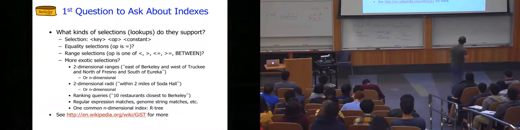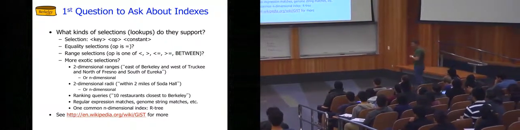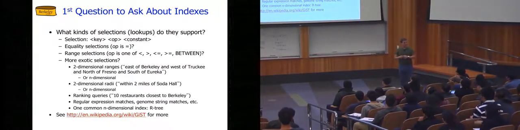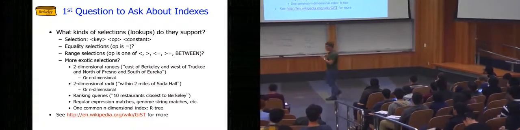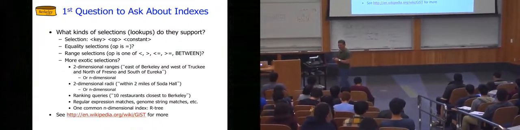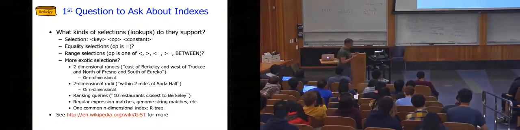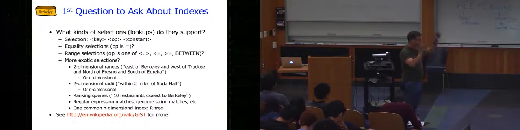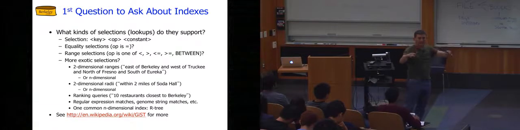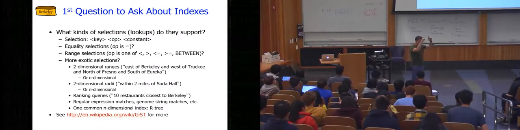Many indexes will support one-dimensional range selections. In that case, the operator could be less than, or greater than, or between, which is a range. Certain regular expressions translate to ranges, like starts with a W. But there are also indexes for more exotic selections. Most typically, you'll see indexes for multi-dimensional spaces, like maps, which are two-dimensional. So you can support queries like find a two-dimensional range, anything east of Berkeley and west of Truckee and north of Fresno and south of Eureka, that defines a rectangle that's aligned with the coordinates of the map. So it's a range query in two dimensions, x, comma, y.